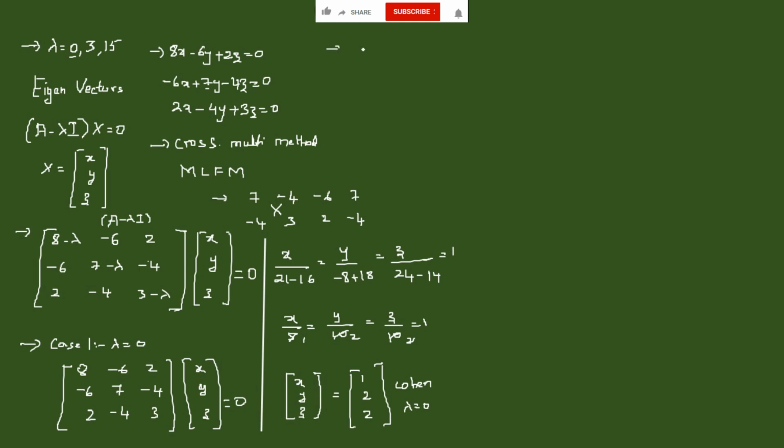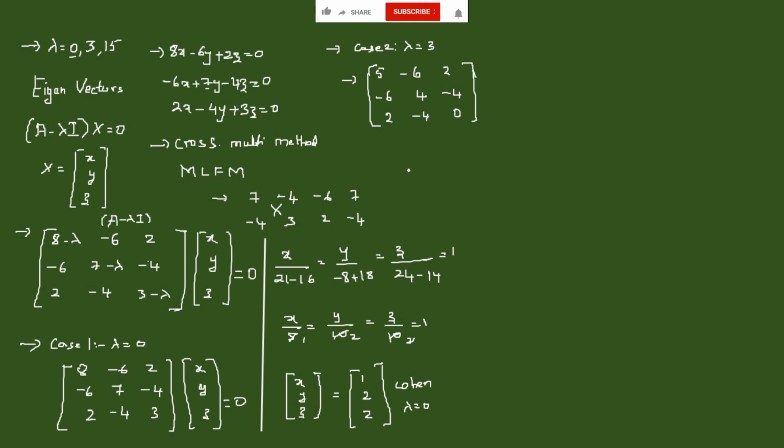Now we go into case 2, when lambda is equal to 3. Just substitute the values. When you practice more, you get more. So 8 minus 3 becomes 5. This is minus 6, this is 2. And this is minus 6, this is 4, this is minus 4. This is 2, this is minus 4, and this is nothing but 0.